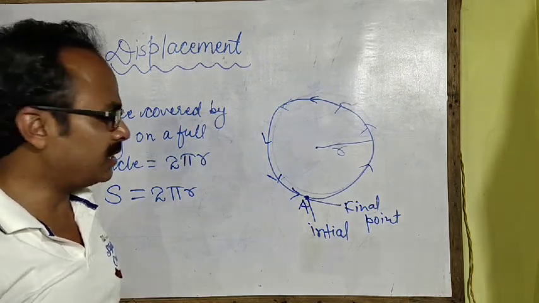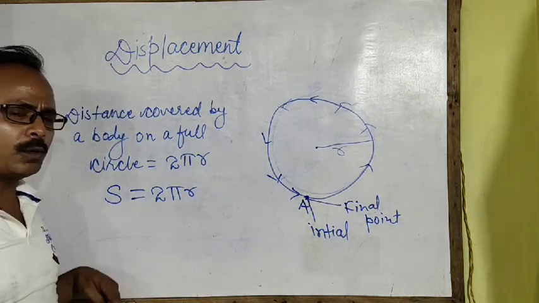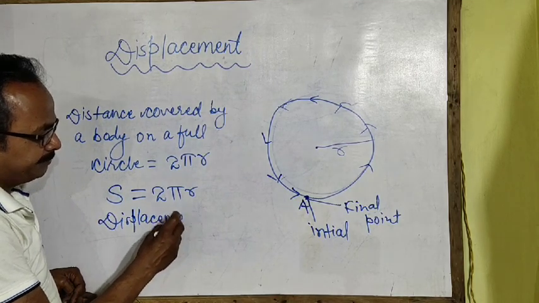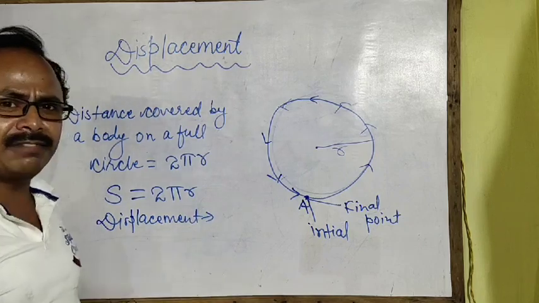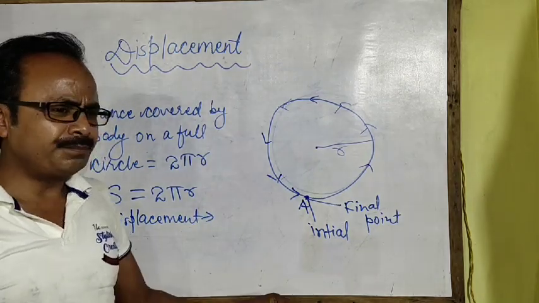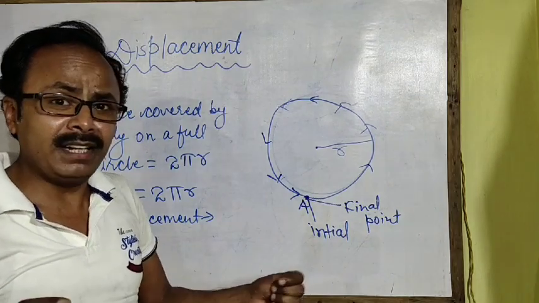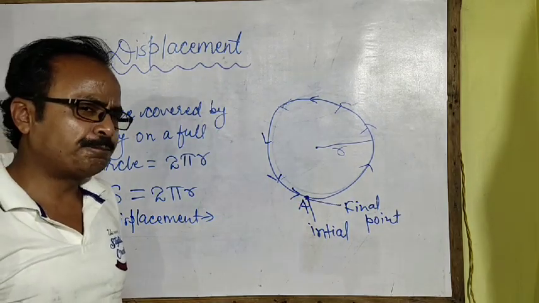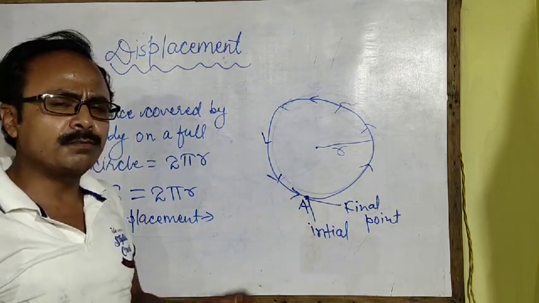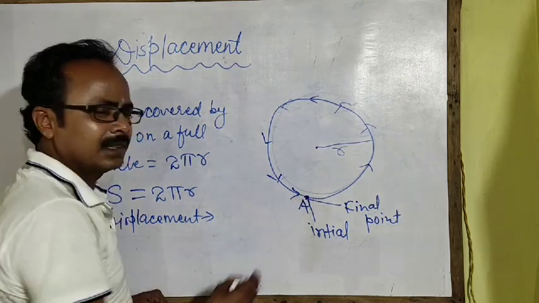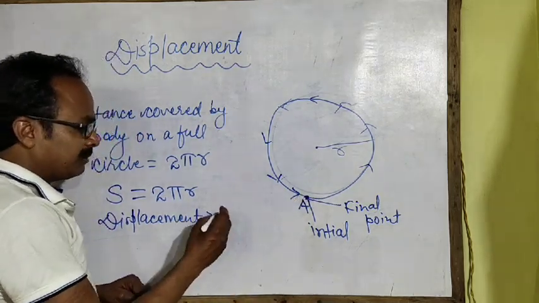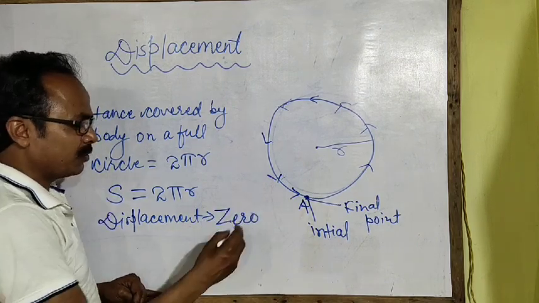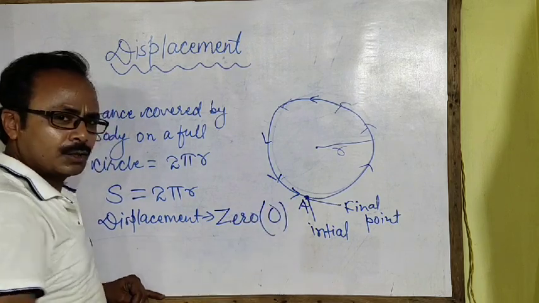Now the question arises, if the distance covered is 2 pi r, then what is the displacement? Remember the definition. The shortest distance between the final and initial point is the displacement. Here the initial and final points are at the same place. So what would be the displacement? Yes, the displacement would be 0.